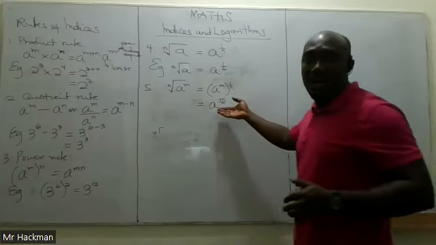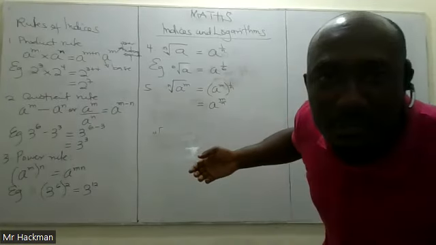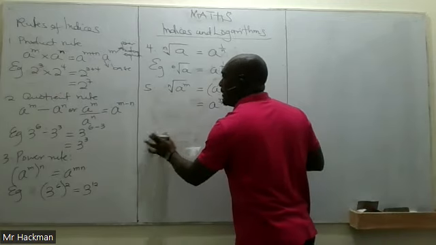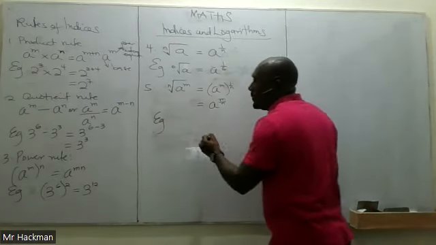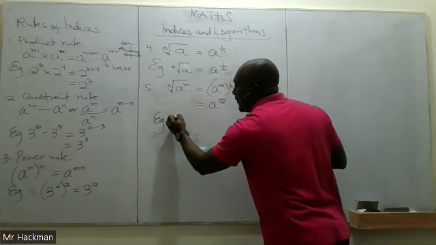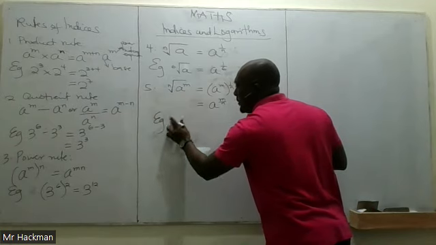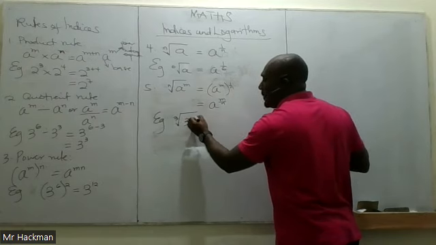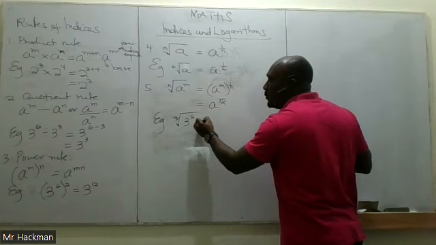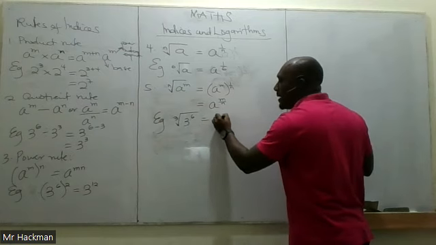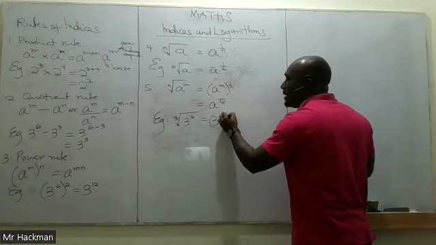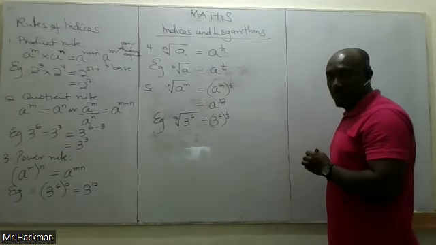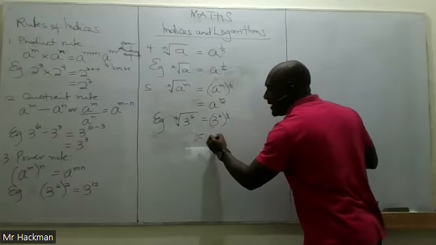Now let me see how many minutes are left. Okay, so let's disconnect and come back. But let's give an example for this one before we disconnect. If I have the cube root of, say, 3 to the power 6, this will be equal to 3 to the power 6, all to the power 1 over 3. Do you agree? Yes, please.